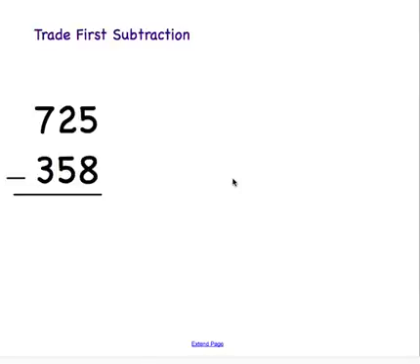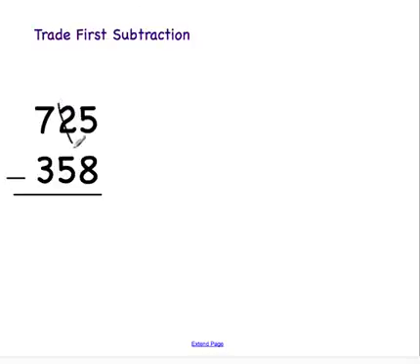Trade first subtraction is the traditional way or form of subtracting where we borrow or trade from the numbers that we need. If we look at our first problem, 725 minus 358, and I start in the ones place, I see that the 8 is larger than the 5, or the 5 is smaller than the 8, and I'm not really able to subtract, because if I have 5 marbles, how can I give someone 8? I need to go over and borrow from the tens place.